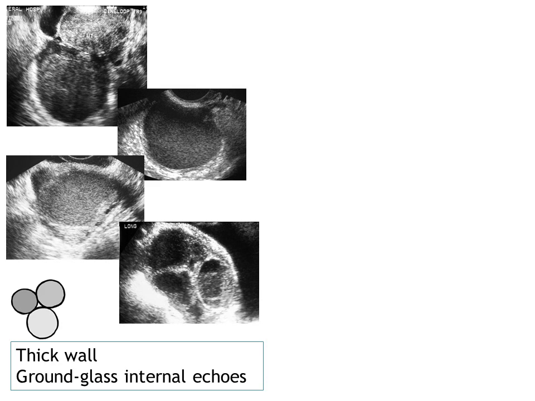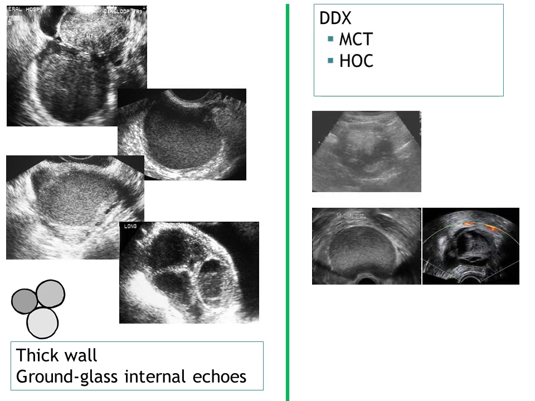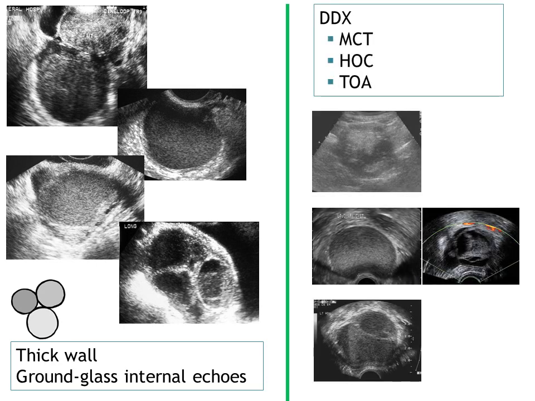Here are 4 different cases of endometrioma, and the common ultrasound finding is thick wall and ground glass internal echoes. We may see similar findings in mature cystic teratoma, hemorrhagic ovarian cyst, and tubal ovarian abscess as well.